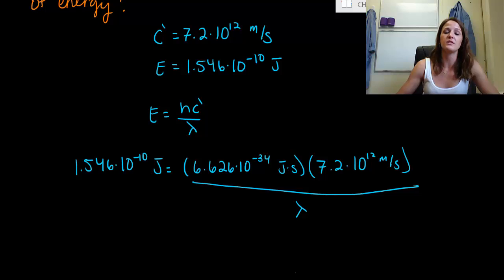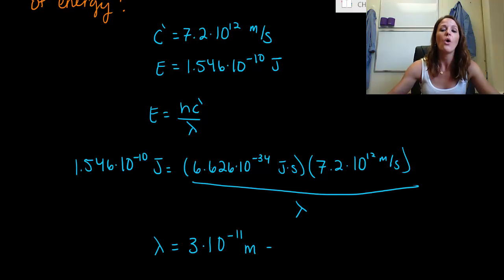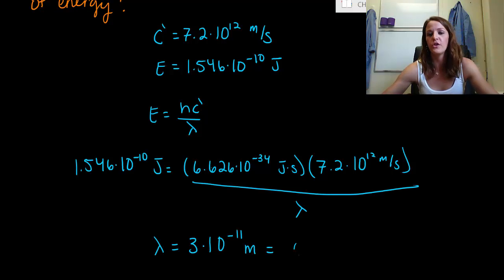Really all you have to do is put this in your calculator, so Planck's constant times the new speed of light divided by your energy that was given to us, and we get a wavelength. If you do this properly, you get something that is 3 times 10 to the negative 11th meters, or if you want something in a more familiar unit, that's about 0.03 nanometers, so something that's really, really small, okay? So hopefully this is something that makes sense.